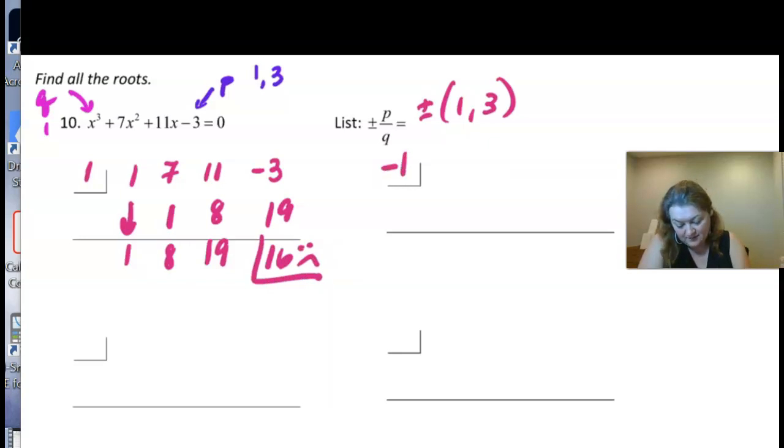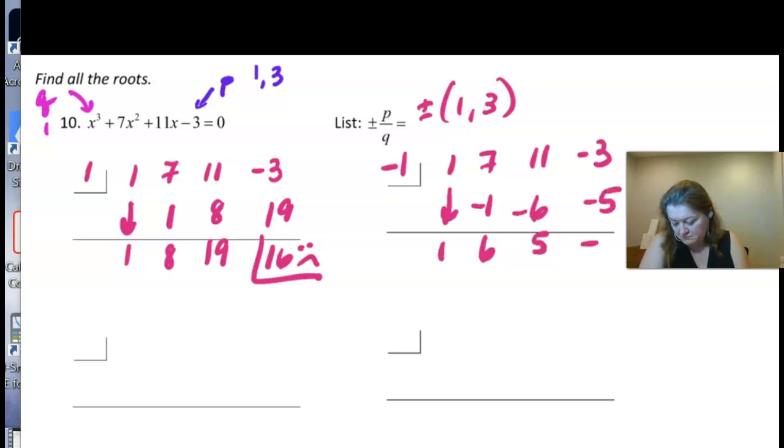Okay, so let's try a -1 this time. 1, 7, 11, -3. Bring down your 1, start multiplying. This is so sad. This is not going to work either. So the 1s didn't work. So what's my next step?